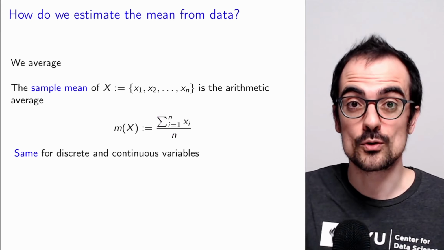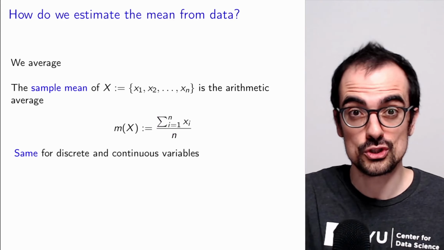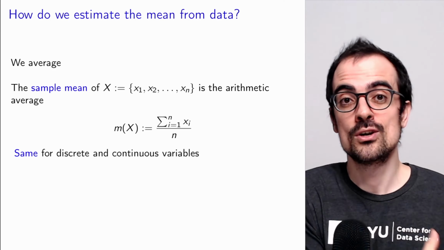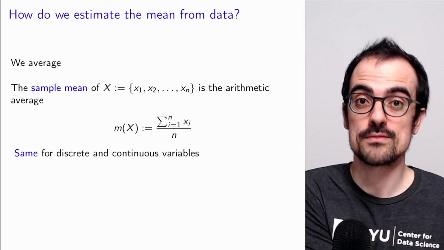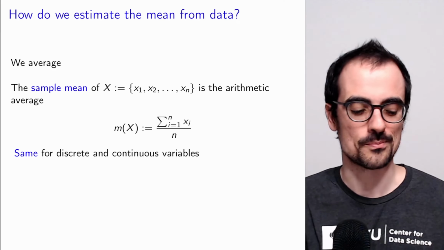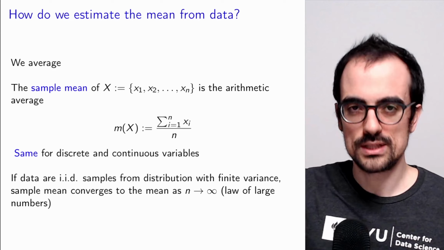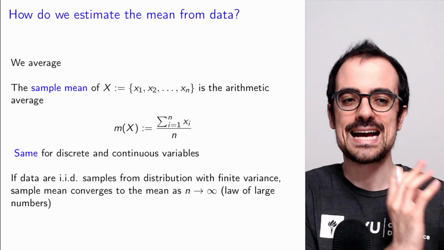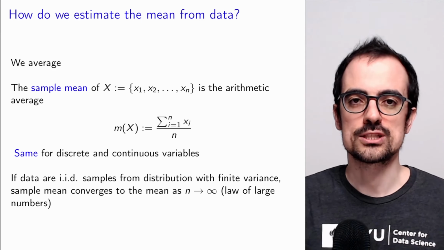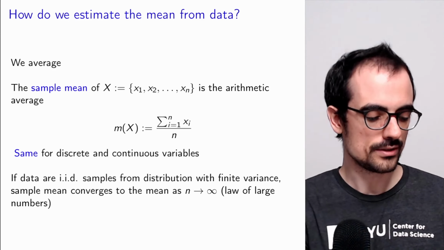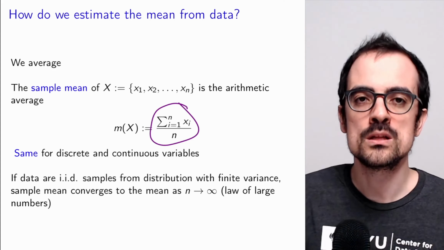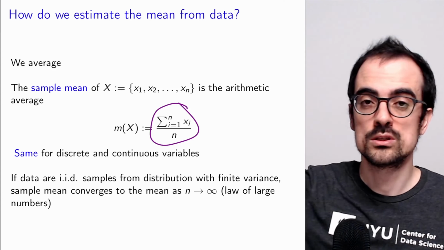This is the same for discrete and continuous quantities, which should not surprise you, because we started from an average for both the definition of the mean for discrete random variables and the definition of the mean for continuous random variables. We're going to see this later on, but if you had independent, identically distributed samples from a distribution that has finite variance, this quantity is going to converge to the mean of the random variable when you have a lot of samples.